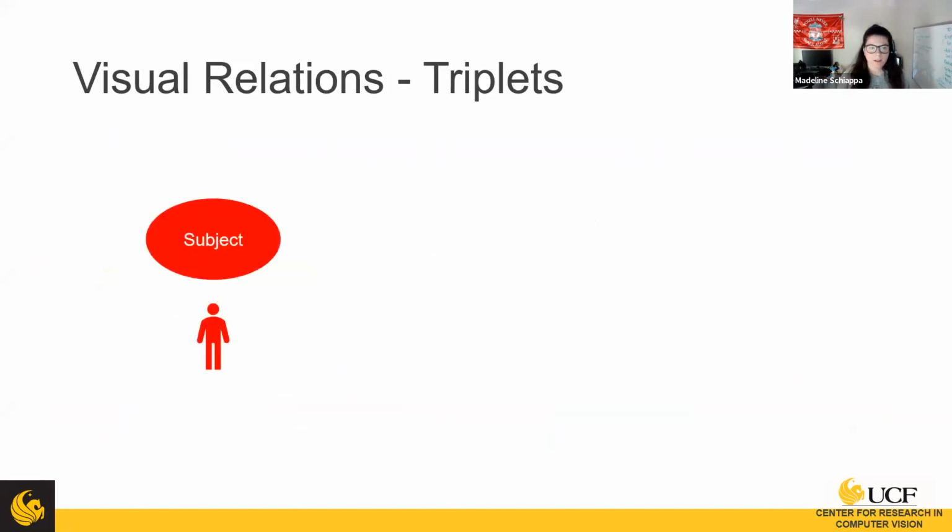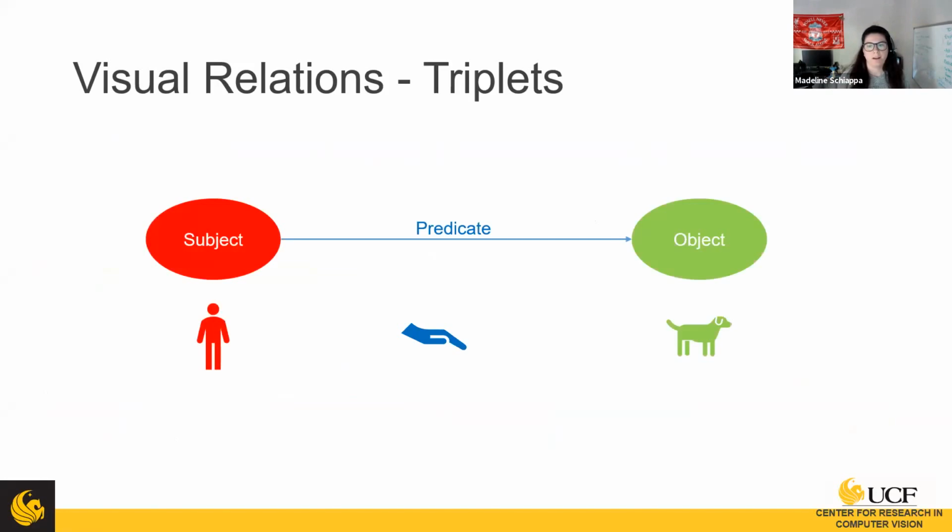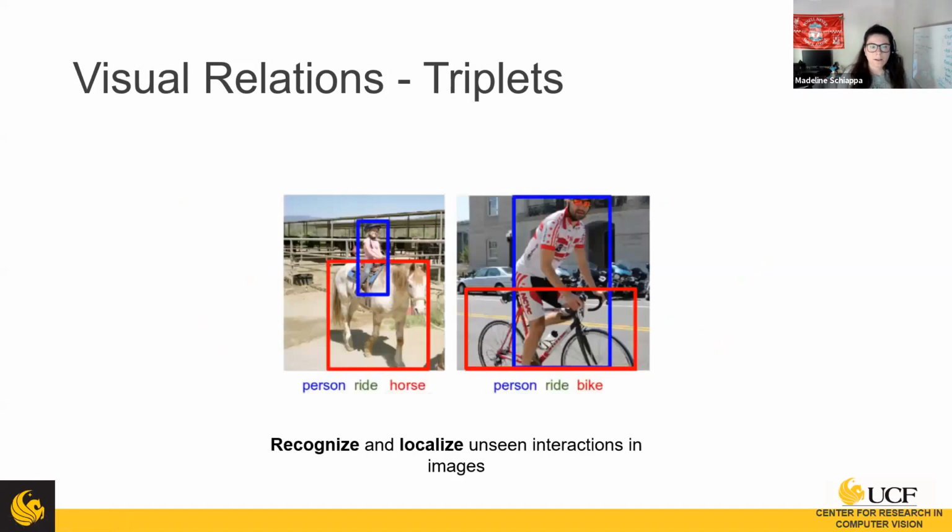And this is because they involve a subject, a predicate, and an object. In this example, you can see that we're looking at a person as the subject, the action is petting, and the dog is the object. So in image tasks, this is where we try and recognize and localize these unseen interactions in images. So on this image on the left, you can see there's a person riding a horse.